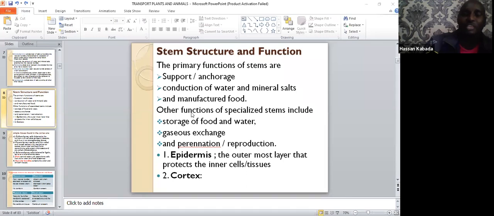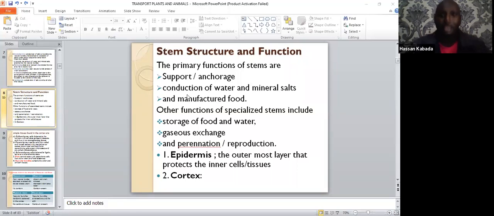Other functions of the specialized stem. Now, before you come to that, we talked about 3 main functions of the stem. 1, mechanical support for the plant. Number 2, conduction of water and mineral salts. Number 3, conduction of manufactured food. This is basically 1. So the 3 are together. It's conduction of materials, whether up or down. So we have 2, mechanical support, and conduction of materials within the plant. Those are the 2 major functions of the stem. When you say primary function, these are basic functions, the major functions.